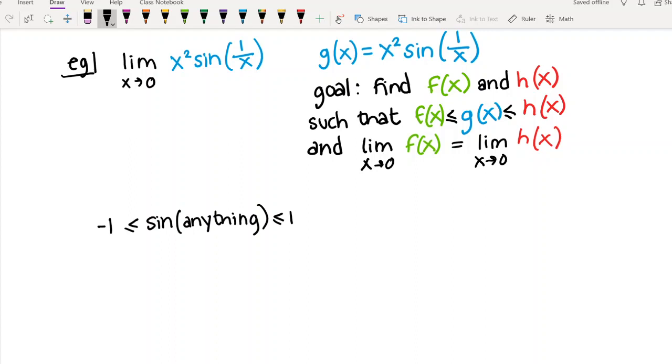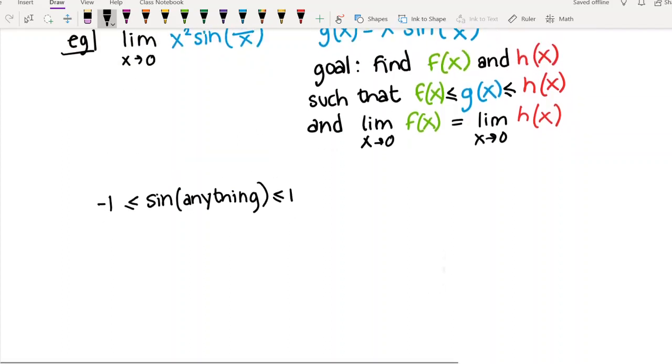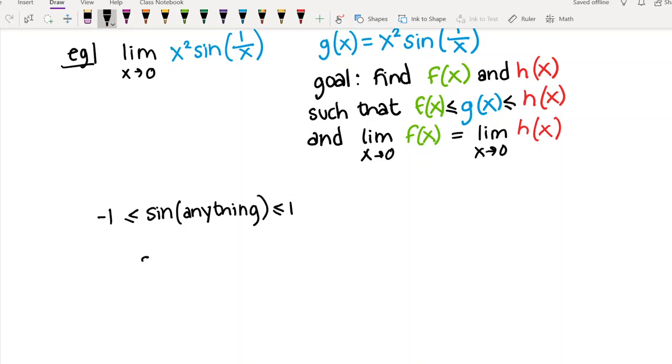It's not possible for you to take sine of a number and get something that's bigger than 1 or less than -1. Because the way that the sine function works, it just doesn't make sense. If you think about how you calculate sine on the unit circle, you're never going to get an answer that is bigger than 1 or smaller than -1, no matter what you're putting inside those parentheses. So specifically for our example, we know that sine of 1 over x is always going to be between 1 and -1.